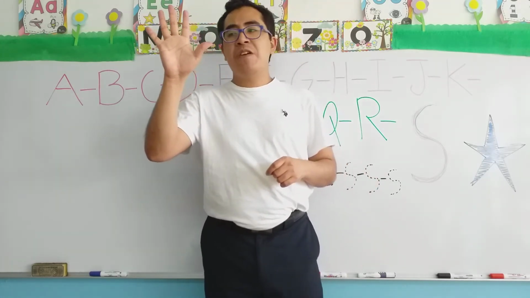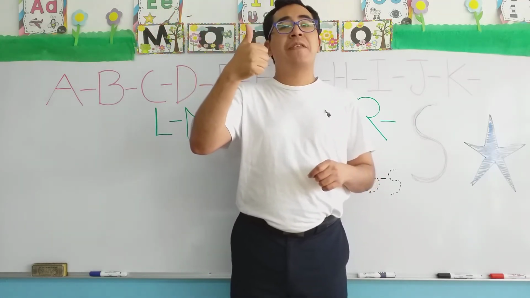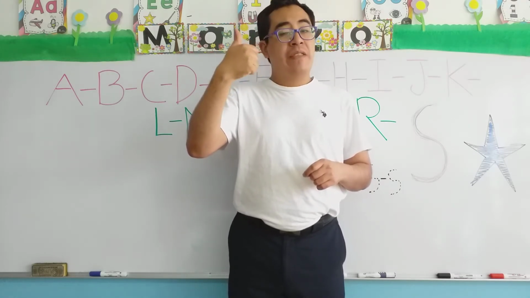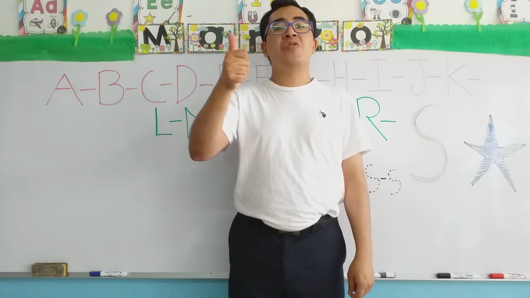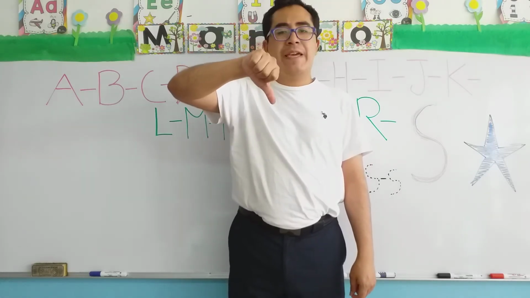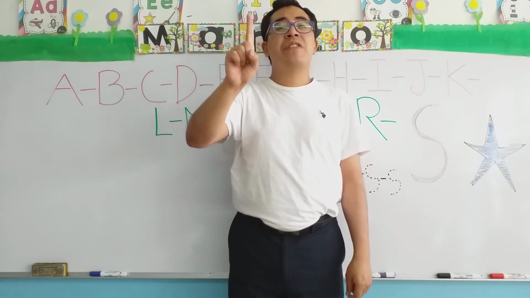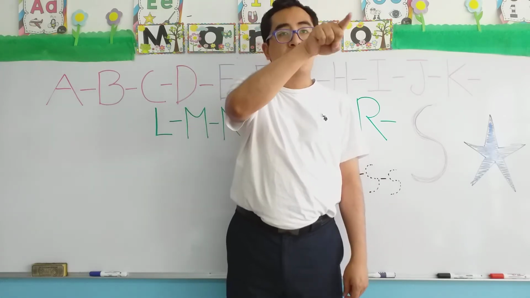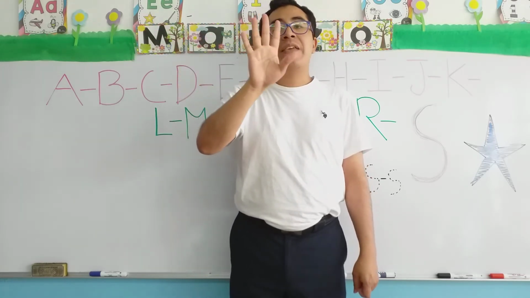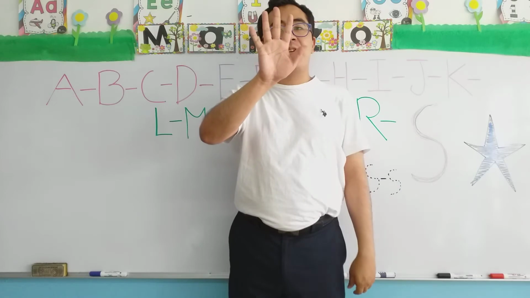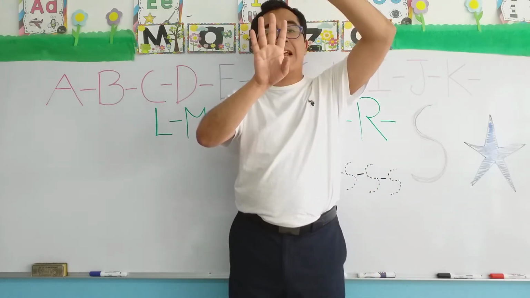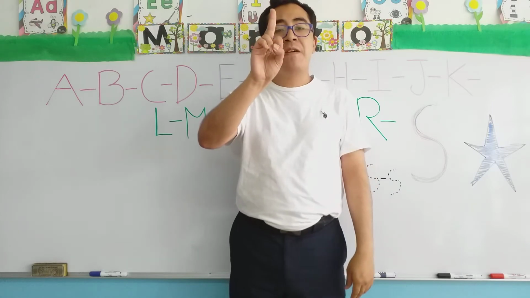So, names of fingers, remember, we have thumb, index finger. The thumb is the finger that we use to express like or don't like. Index finger, the finger that we use to point, señalar, to point an object, un objeto. Then, of all five fingers, the one in the middle is the tallest, el más alto, middle finger.